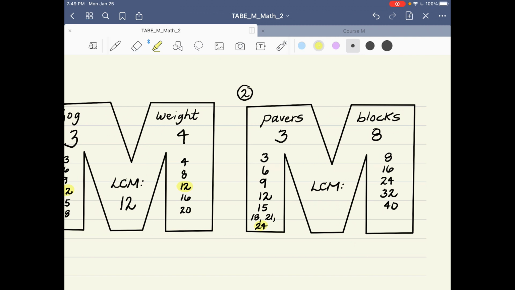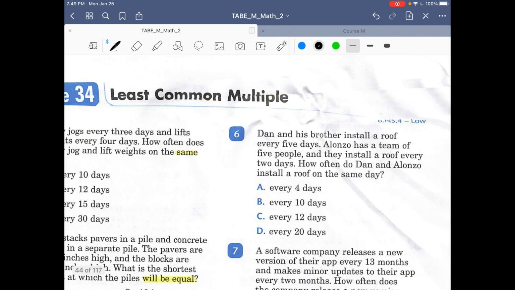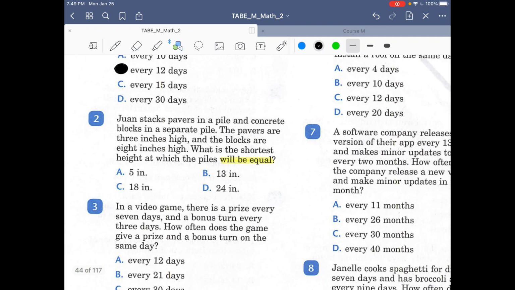So you may have to go a little bit further on some than others. But when the piles are 24 inches high, they will be the same height. You'll have more pavers because they're smaller to begin with, but the two piles will be exactly the same height. So at 24 inches, number 2 is D. 24 inches or 2 feet. That could also be written in terms of feet.